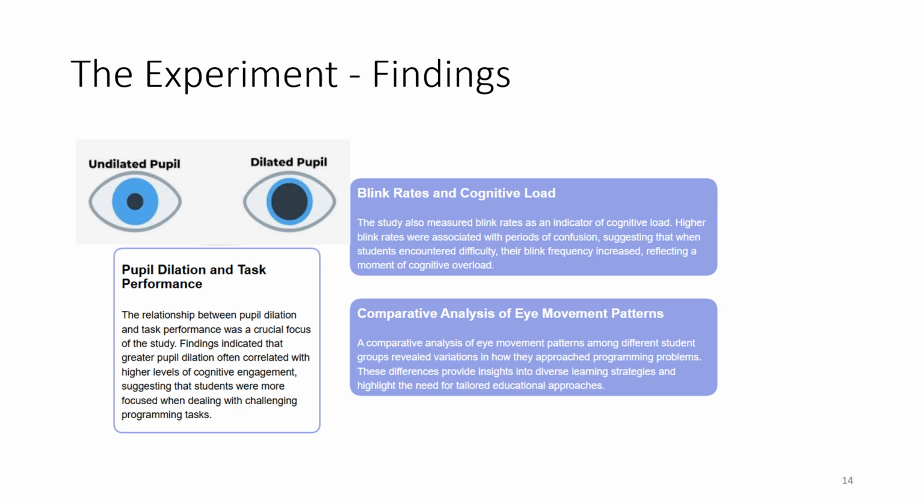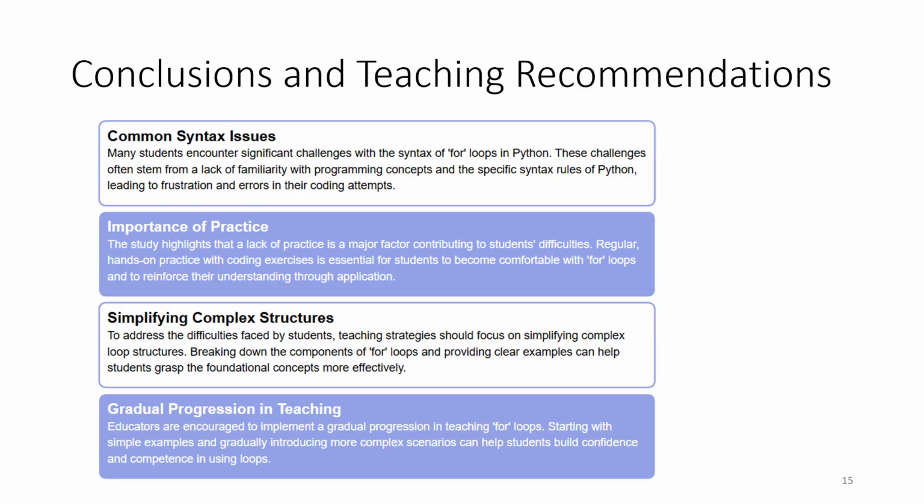A comparative analysis of eye movement patterns. A comparative analysis of eye movement patterns among different student groups revealed variation in how they approach programming problems. These differences provide insights into diverse learning strategies and highlight the need for tailored educational approaches.